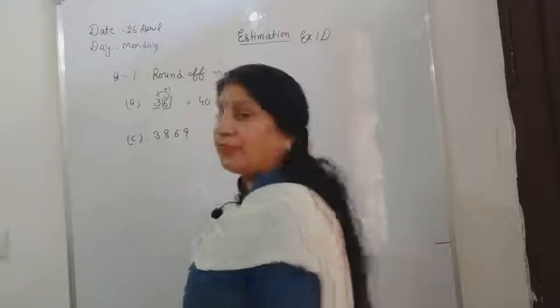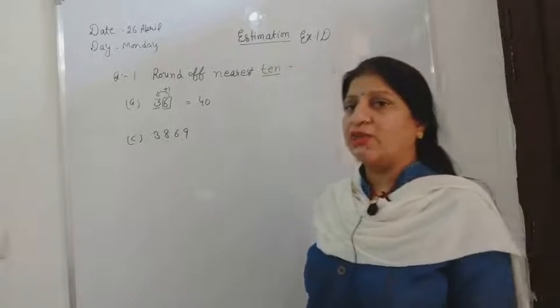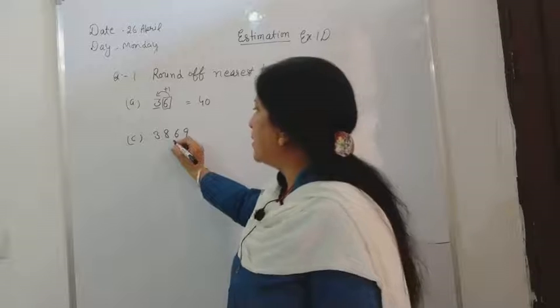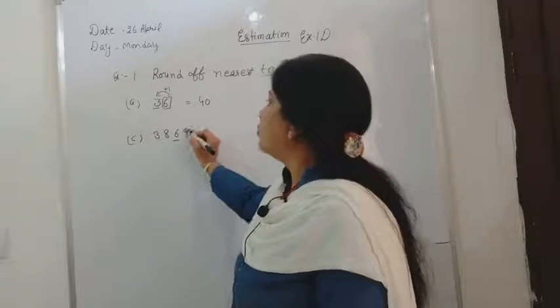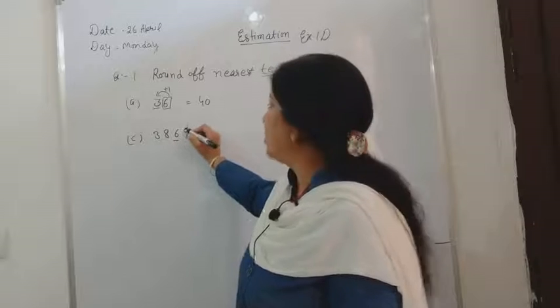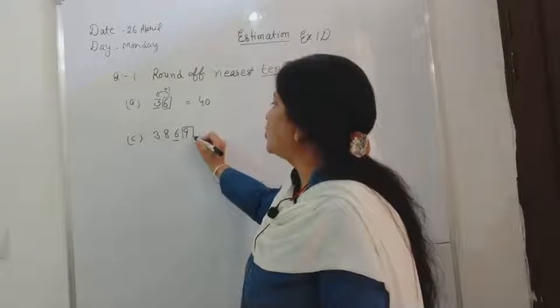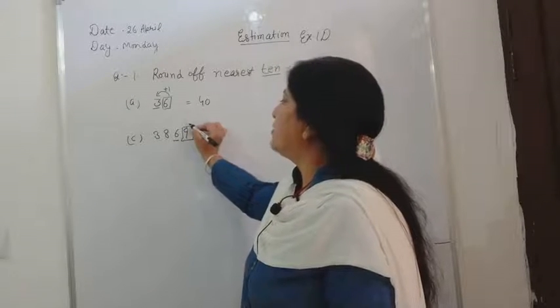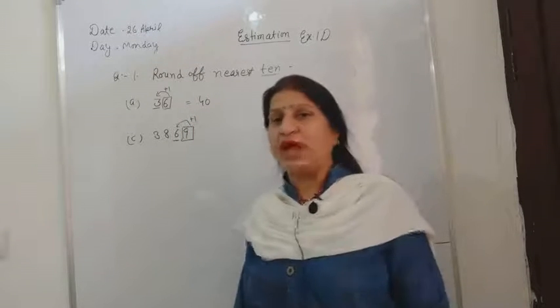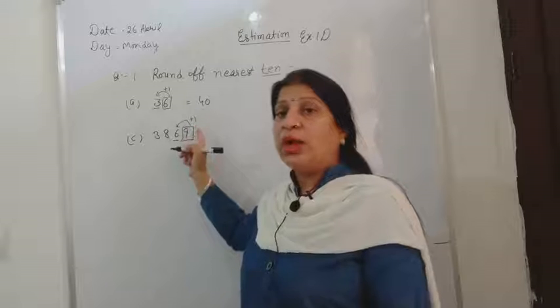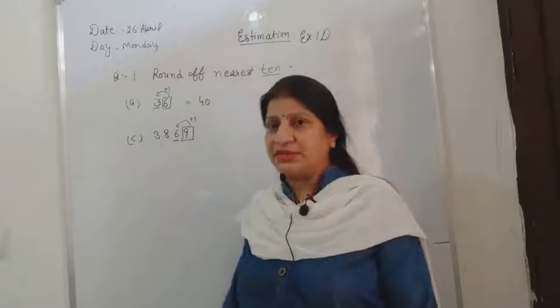3869. Again we have to check our tens digit number. Tens digit number, that is equal to 6. So we underline this number and we make a box on 9. After seeing this, we see that 9 is greater than 5. So we add 1 in the tens place digit.